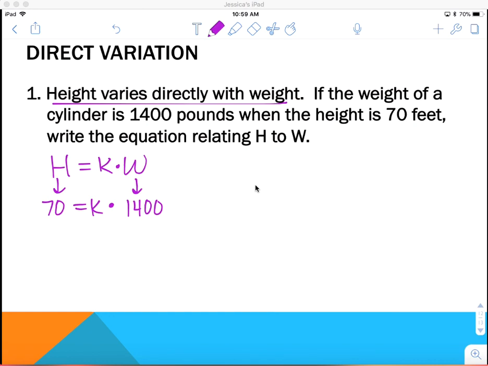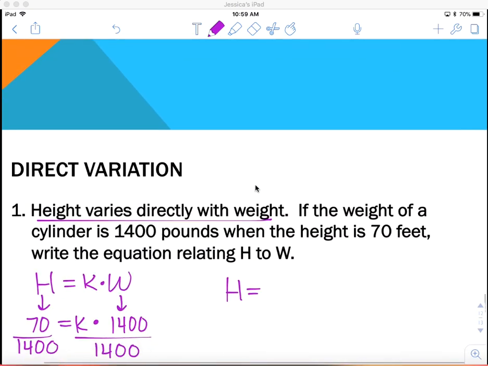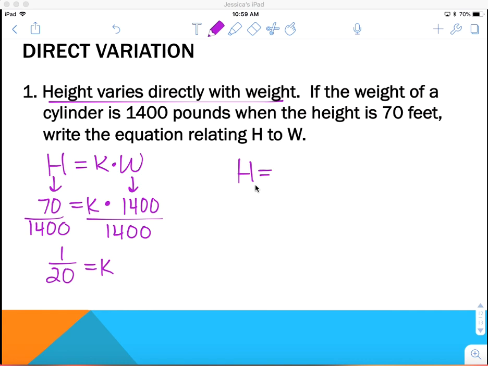If I am solving for K, then I'm going to divide both sides by 1400. When I do this, this simplifies to 1 over 20 instead of 20. So by switching the variables, instead of before having W equals 20H, now I have H equals 1 over 20 W. So you have to pay attention to which variable comes first.